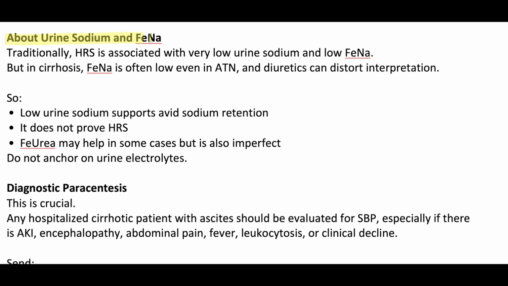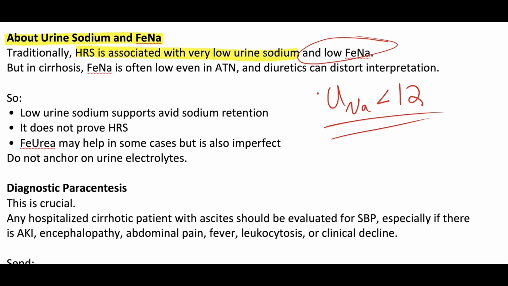So urine sodium and FeNa. So traditionally, HRS is associated with a very low urine sodium. So this is one of the tests that can be helpful. You send a urine sodium. In the US at least, the assay sometimes says less than 12. This is a very low urine sodium. Or you get a FeNa and it's a low FeNa.